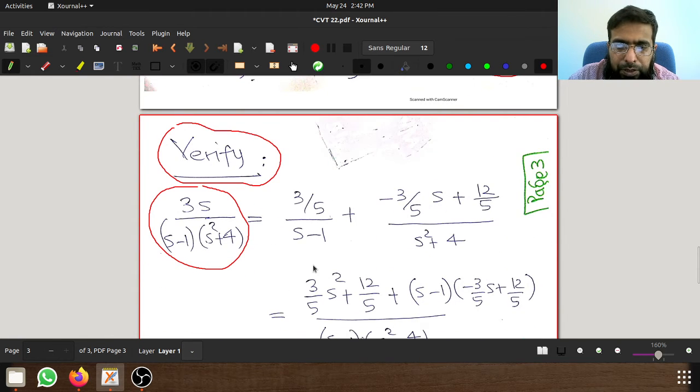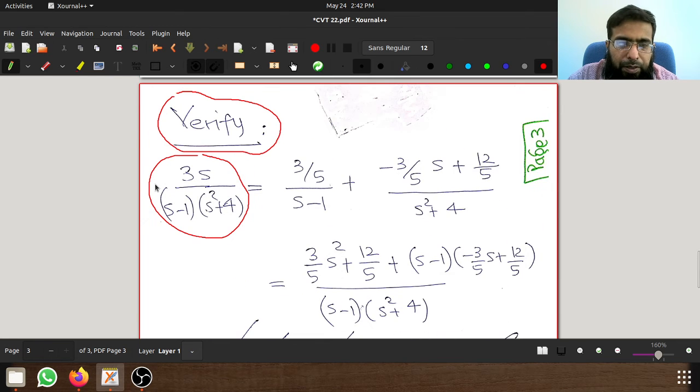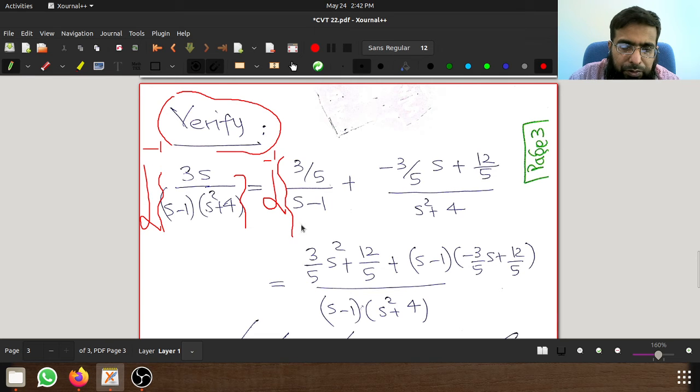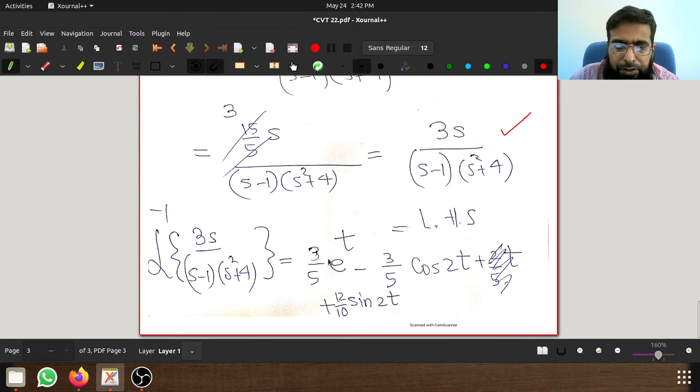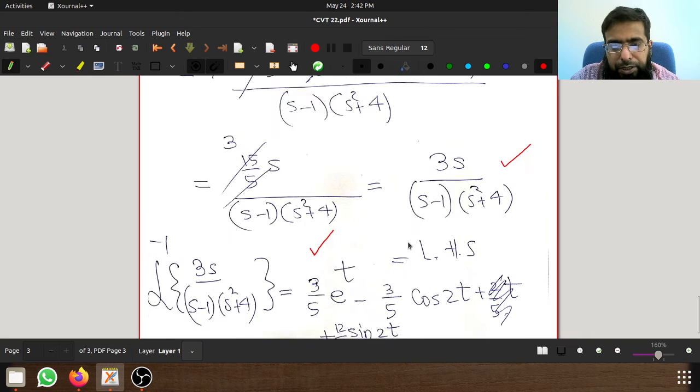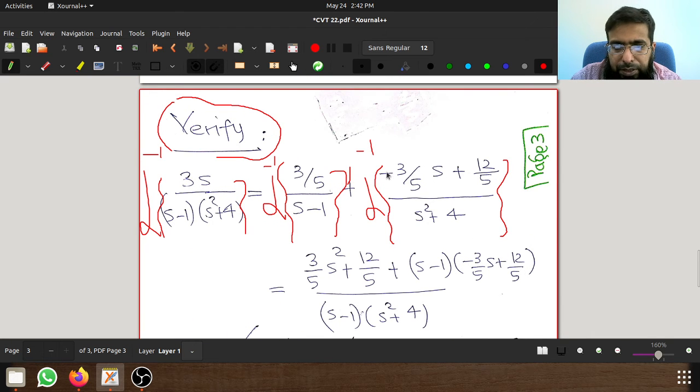Right, so now we'll take this equation and we'll apply the inverse Laplace transform. Applying the linearity property, the inverse Laplace of this plus the inverse Laplace of this. So the inverse Laplace of 3 over 5 can be taken out, 1 over s minus 1. The Laplace inverse of 1 over s minus 1 is e to the t. This is 3 over 5 e to the t. The first term is done. The second term can be further divided as minus 3 over 5 times s over s squared plus 4, plus 12 over 5 times 1 over s squared plus 4.